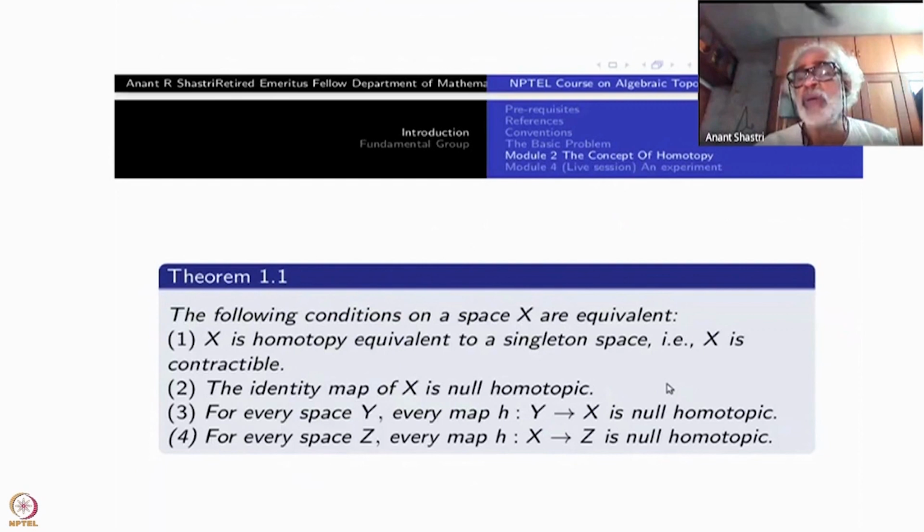That is precisely what I've told you. If you pre-compose or post-compose a function, it will be a constant map. And that is reflected here in the spaces. Whether you start from X or you end in X, if X is contractible, such maps are all null homotopic.